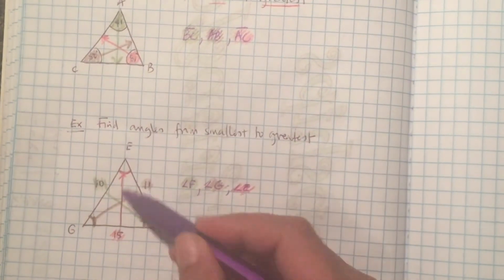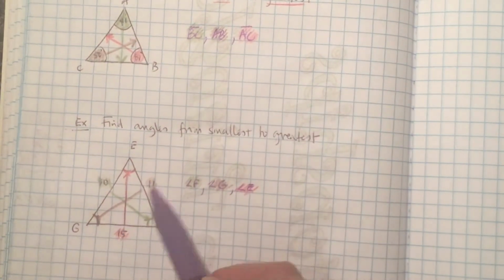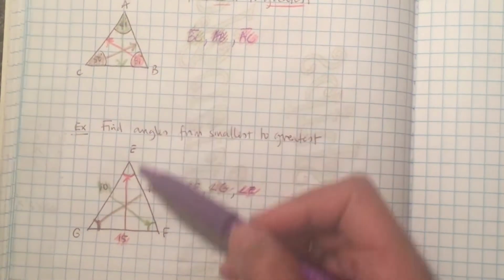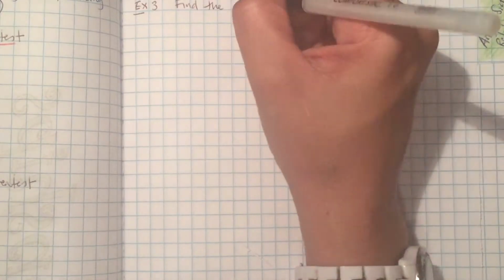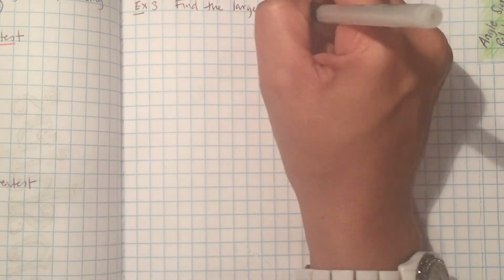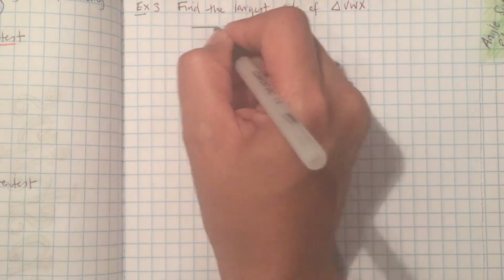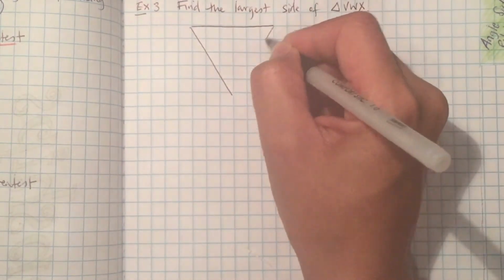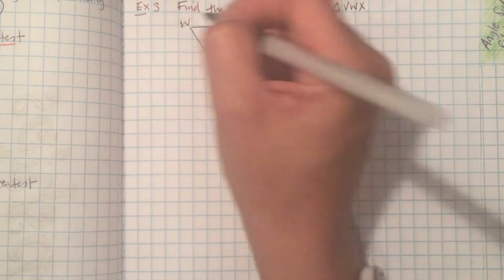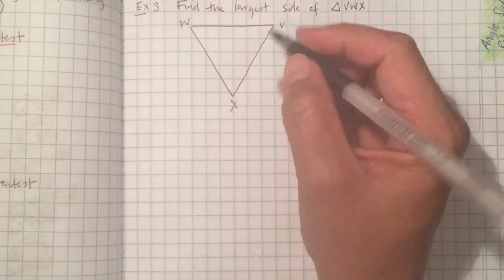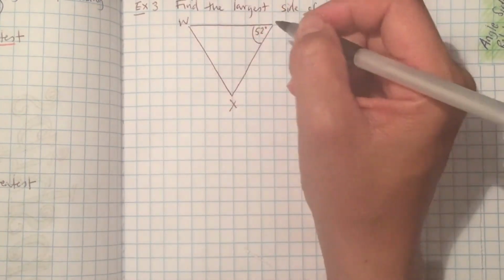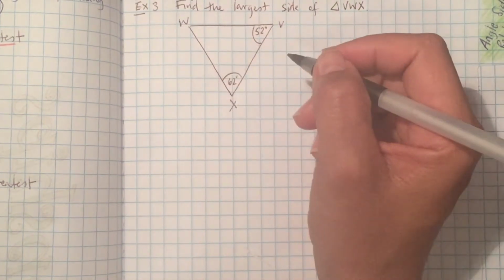So this is a really easy one. You can be given angles and you find the sides. You can be given sides and you find the angles. The biggest thing with this is sometimes they give you missing information. So let's take a look at one of those. Find the largest side of triangle VWX. Let's say you're given 52 and 62, and they ask you to find the largest side.